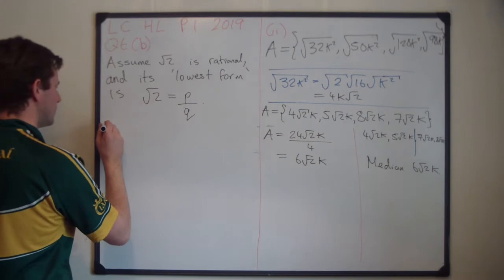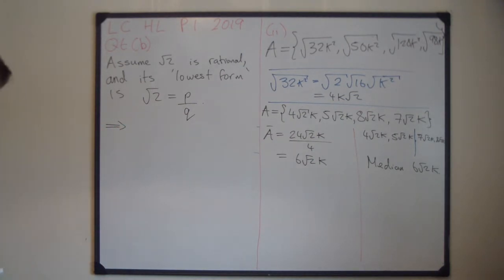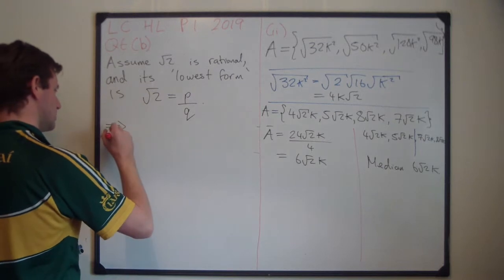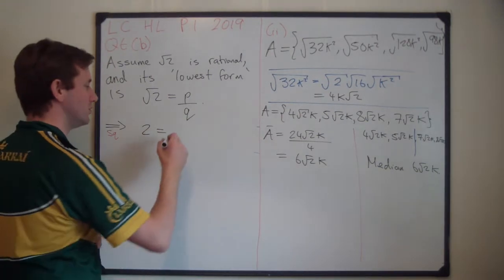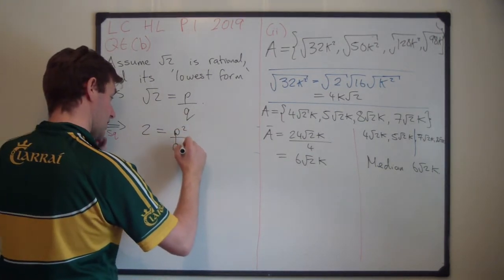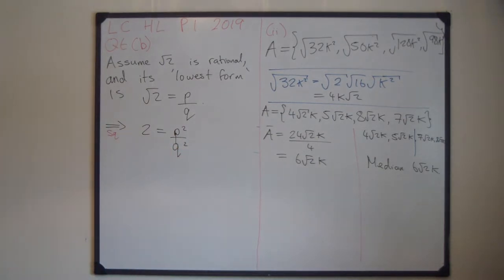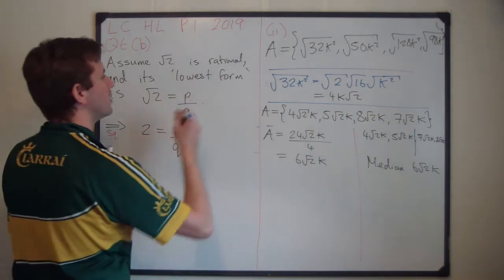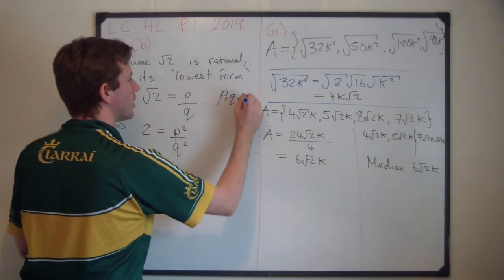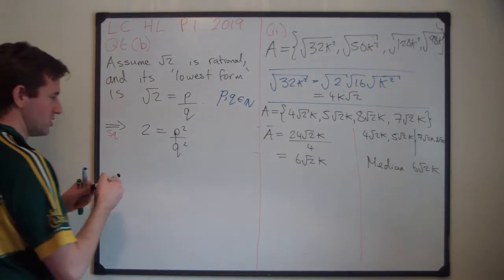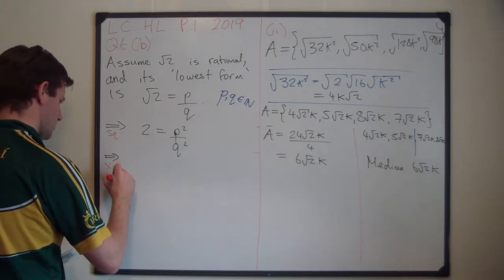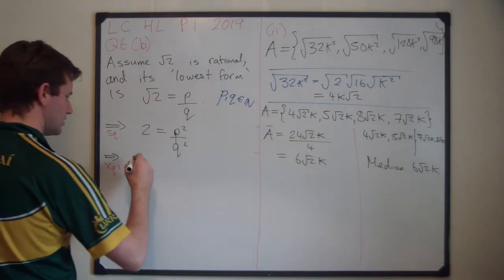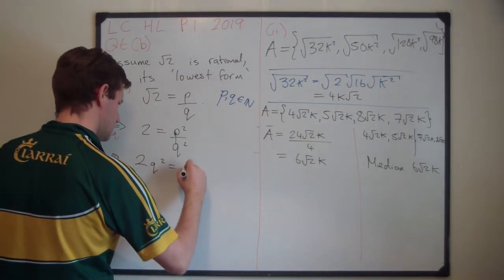Okay, so we'll square both sides, applying the squaring function to both sides. If this is true, then this is true. We get P over Q by P over Q is P squared over Q squared. Lowest form means that we can take these two things to be natural numbers. So multiply both sides by Q squared. We get 2Q squared is equal to P squared.